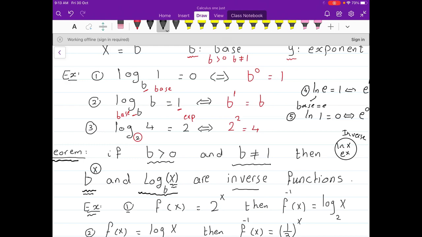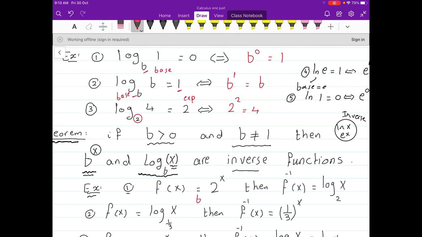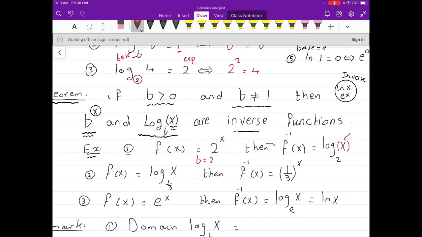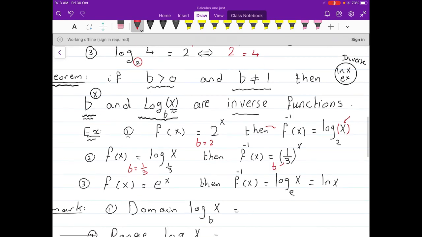So if you have f of x equals 2 to the power x, what is b? b equals 2. So the inverse for this function is log x for the base 2. Inside the log must be positive. If we have log x for the base 1 over 3, obviously b is 1 over 3, so f inverse is b to the power x, and so on. When we have f of x equals e to the power x, b equals e, so the inverse is log x for the base e, but we write this function as ln x. So when you have ln x, that means the base is e.